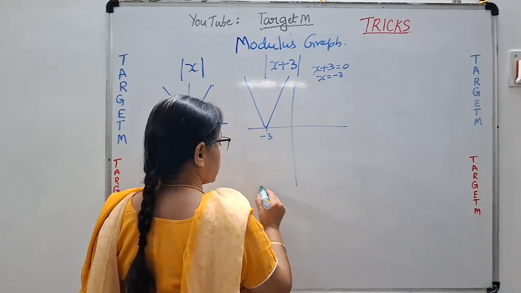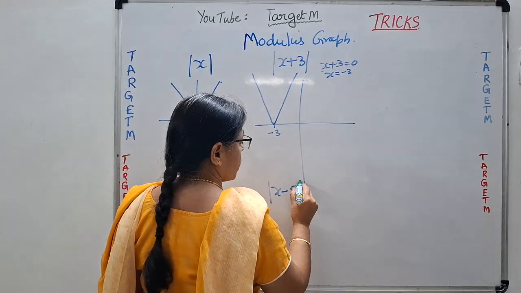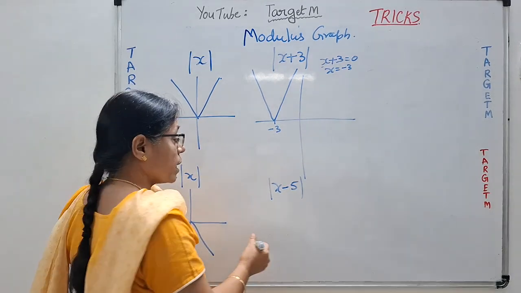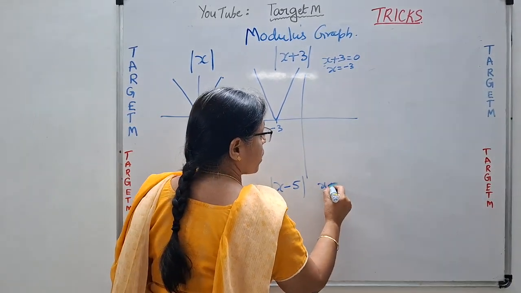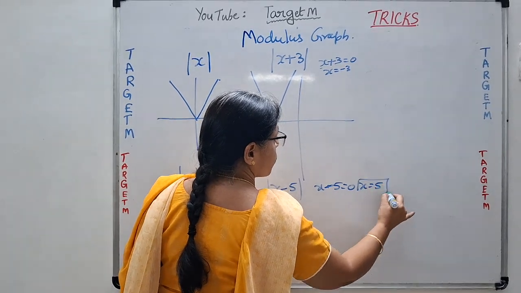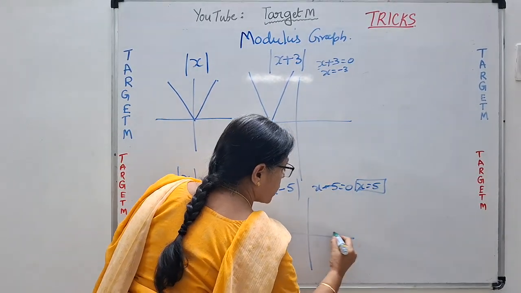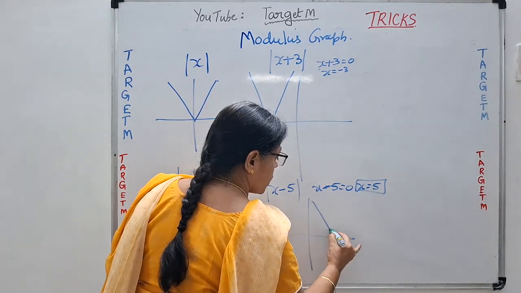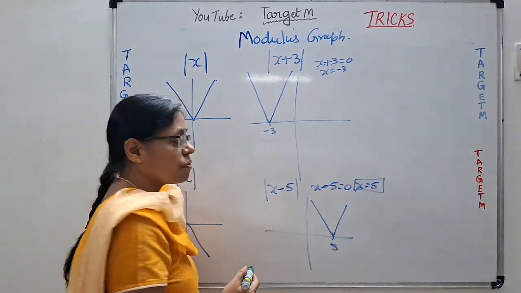Okay, now let us see x minus 5. So how does the graph look like? So x minus 5, you equate it to 0. You will be getting the critical value of x is 5. So just at 5, this is 5 on the number line, draw the number line. This is how the graph looks like.